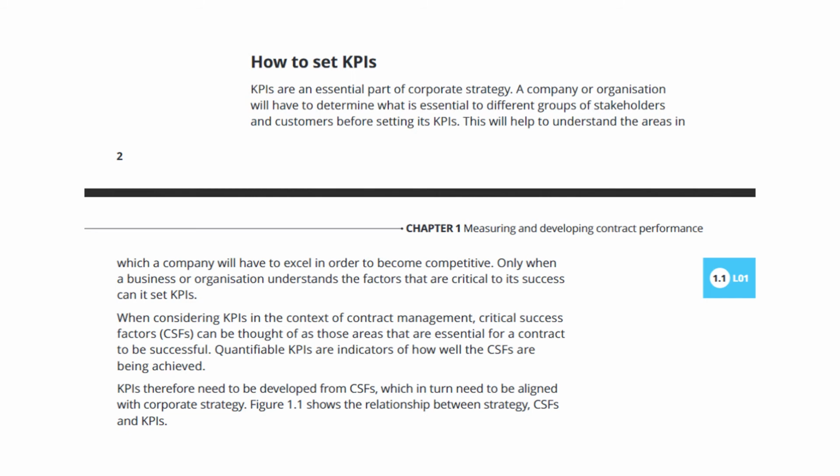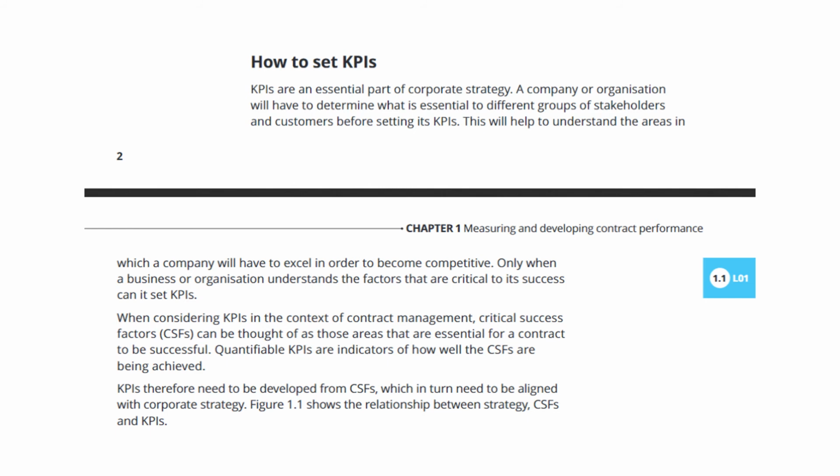Only when a business or organization understands the factors that are critical to its success can it set KPIs. When considering KPIs in the context of contract management, critical success factors can be thought of as those areas that are essential for a contract to be successful. Quantifiable KPIs are indicators of how well the CSFs are being achieved. KPIs therefore need to be developed from CSFs, which in turn need to be aligned with corporate strategy.